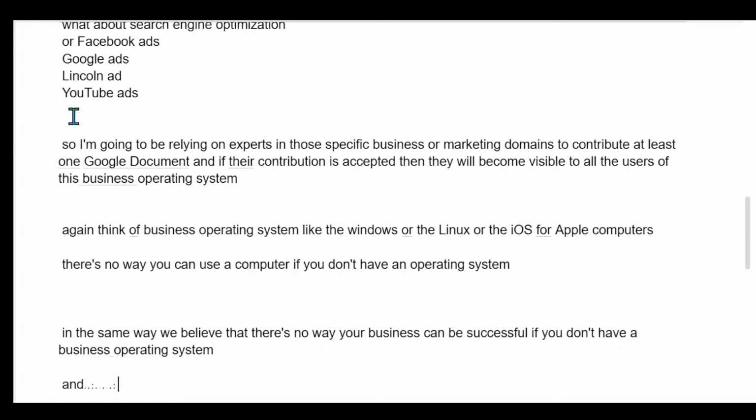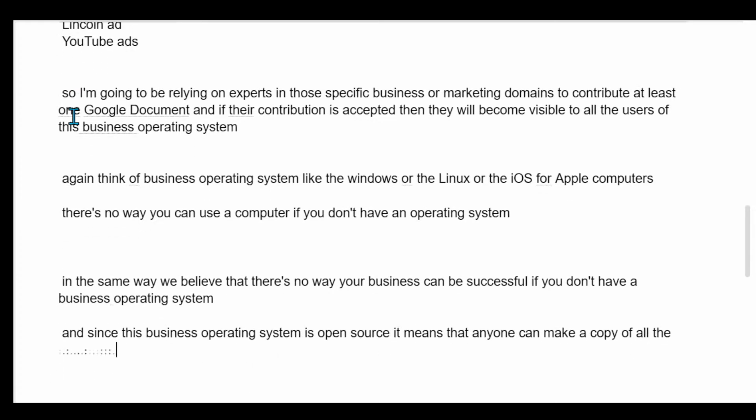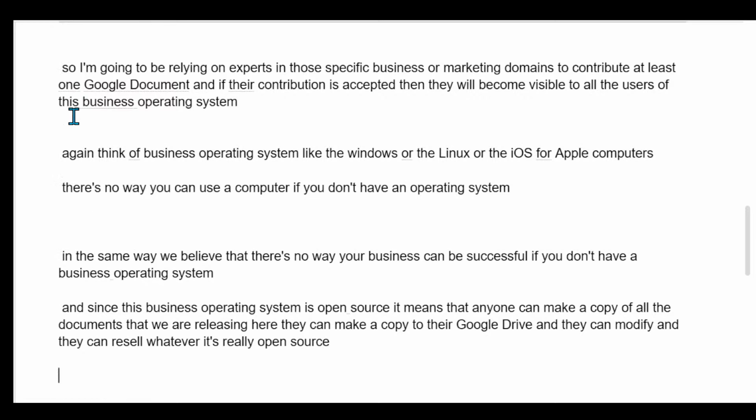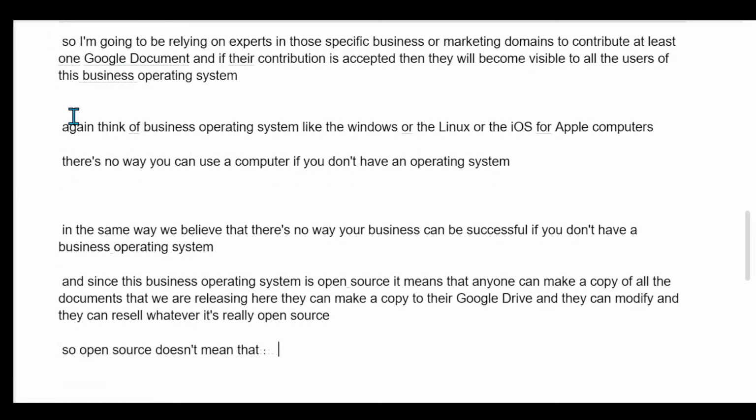And since this business operating system is open source, it means that anyone can make a copy of all the documents that we are releasing here. They can make a copy to their Google Drive and they can modify and they can resell, whatever. It's really open source. So open source doesn't mean that it's free. I mean, I could charge $50 or $100 for the main business operating system.